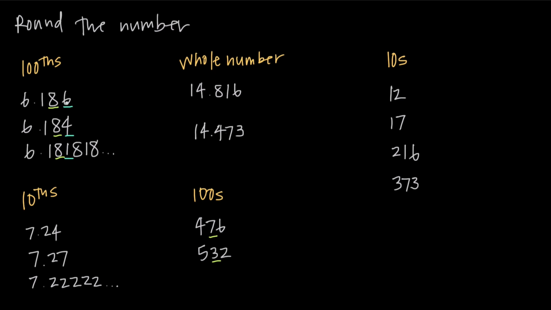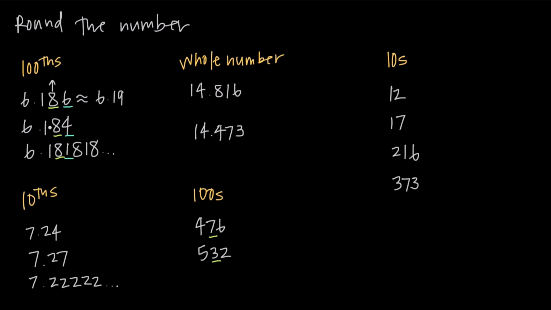In this case, 6 is 5 or greater, which means our hundredths place number is going to round up from 8 to 9. It's going to go up one number from 8 to 9, which means that 6.186 is approximately equal to, rounded to the hundredths place, 6.19. In other words, this number in the hundredths place, 8, went up by 1 to 9. So that's approximately equal to 6.19.